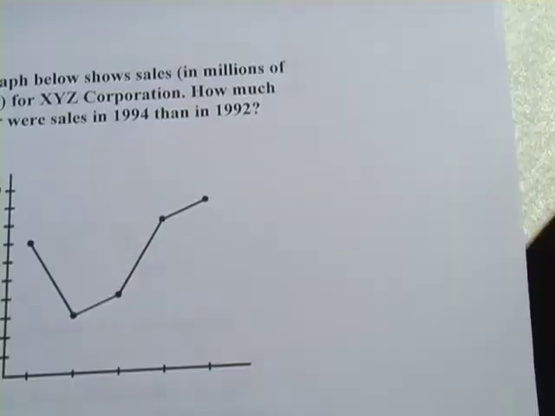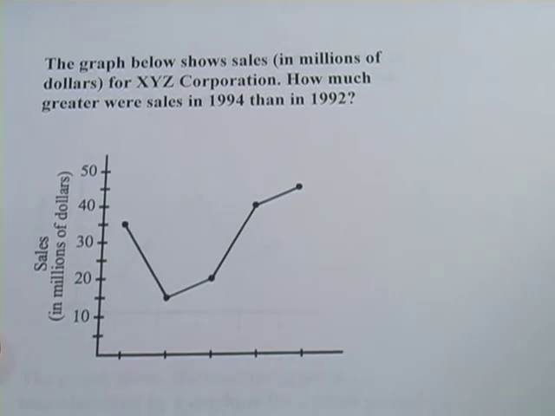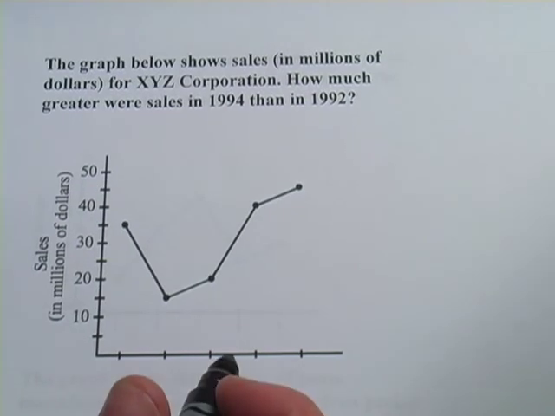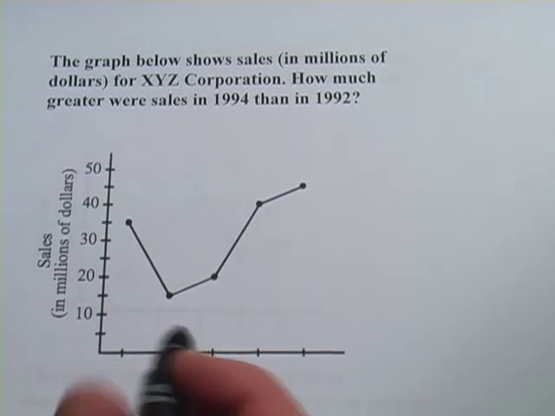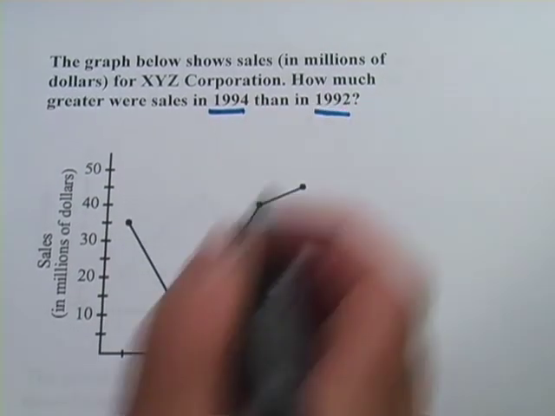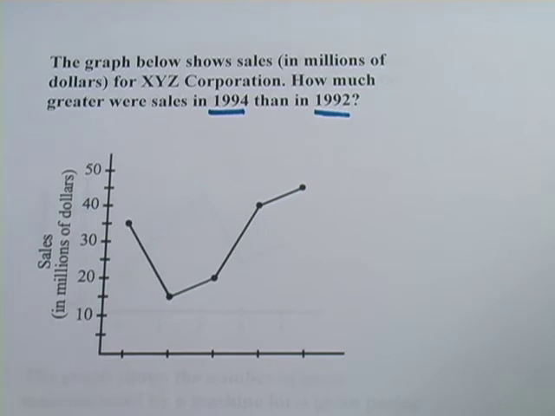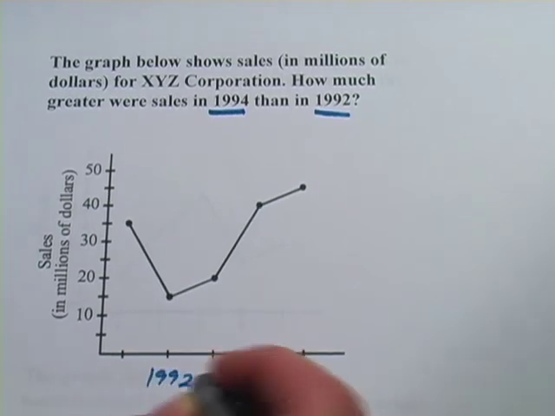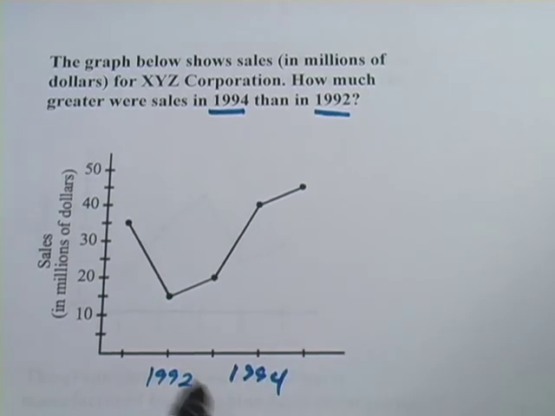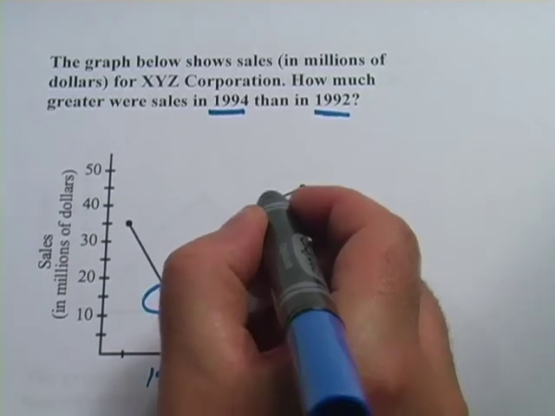Let's do one more. This one says the graph below shows sales in millions of dollars for XYZ Corporation. How much greater were sales in 1994 than in 1992? So we're comparing 2 years, 94 and 92. Whoops, looks like we lost the legend on this one. Well, let me show you what it was. This is 92. This is 94. So we're going to compare this point and this point.